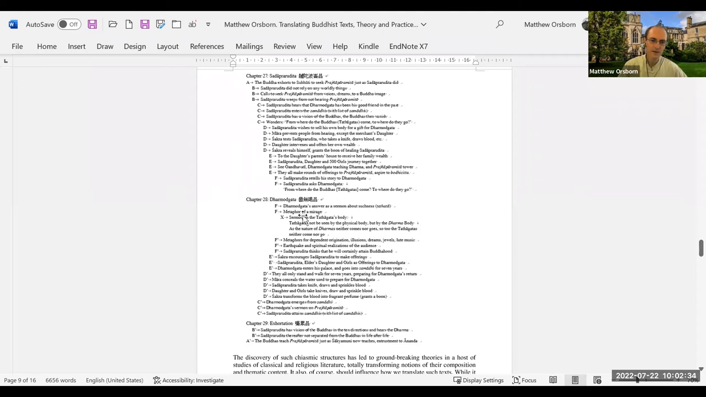And what happens in the middle, this sermon on the Tathagata's body, the Buddha's body, also reflects the issue at the very start of the text, and it's finally resolved at the end of the text. So we've got this A, B, C, D, E, F, X, F, E, D, C, B, A structure.